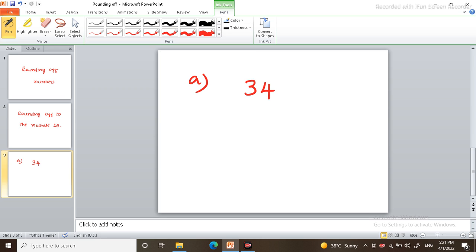See, in ones place it should be 4 or less than 4. Okay, in ones place it is 4 or less than 4. Then in ones place put 0. In tens place keep as it is. So when we round to the nearest 10, 34 will become 30.